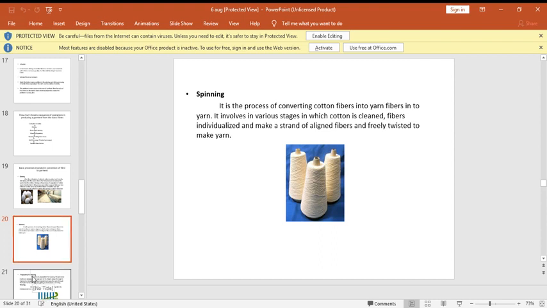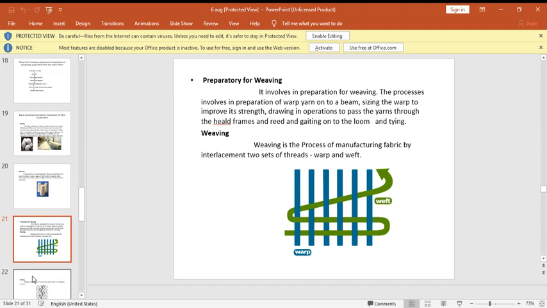Then the third process, preparation for weaving. The process involves the preparation of warp yarn onto the beam, sizing the warp to improve its strength, drawing-in operations to pass the yarns through the heald frames and reed, and gaiting onto the loom, and tying.